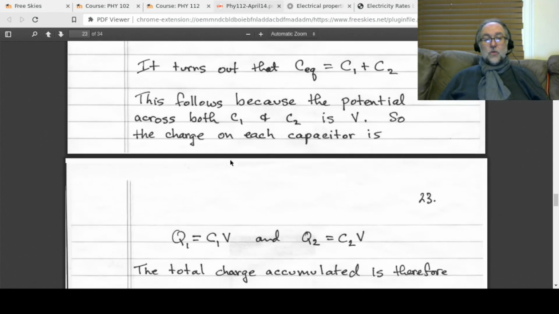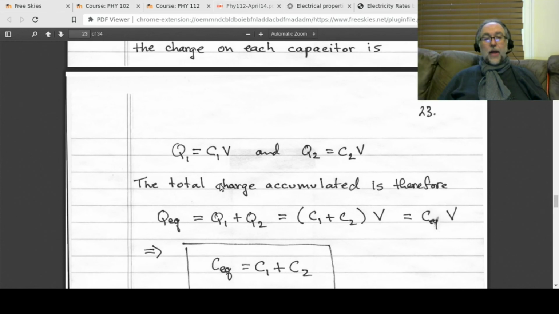Now, what's the charge accumulated on C1? The charge accumulated on C1 is Q1, and Q1 is going to equal C1 times V, coming out of the definition of capacitance. And the charge accumulated on C2, Q2, is going to equal C2 times V. But the V's are the same, because the voltage drops across both of them are the same. So what's the total charge accumulated?